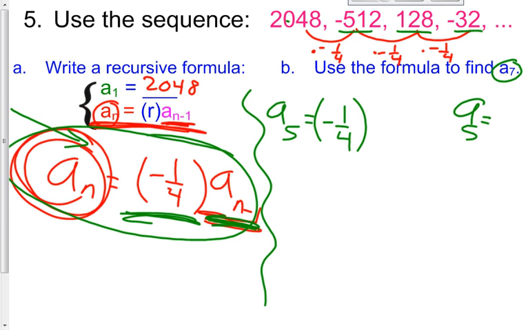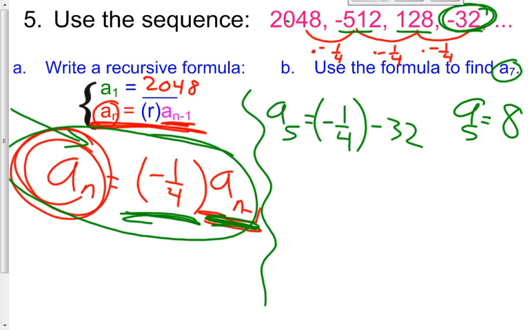And what is a sub 4? Bam, found it. It's right there. It's a negative 32. So we're going to multiply a negative 1/4 by a negative 32. So the value of our fifth term is a positive 8. A sub 5 is 8.